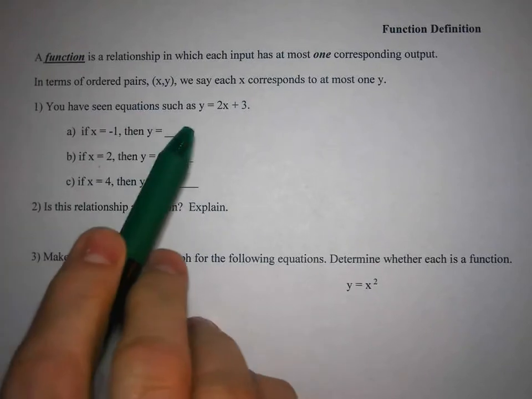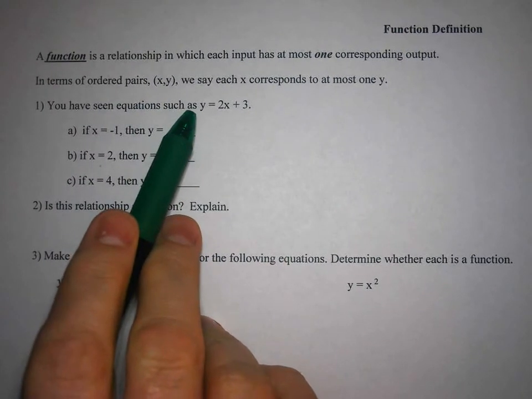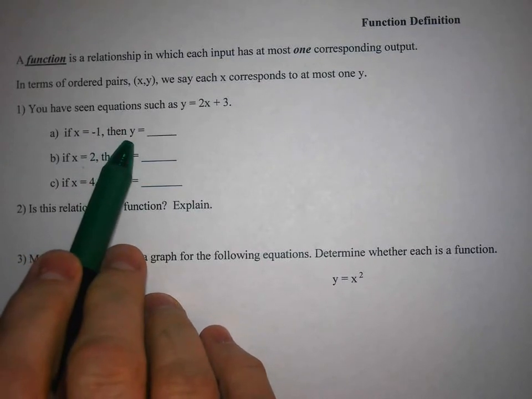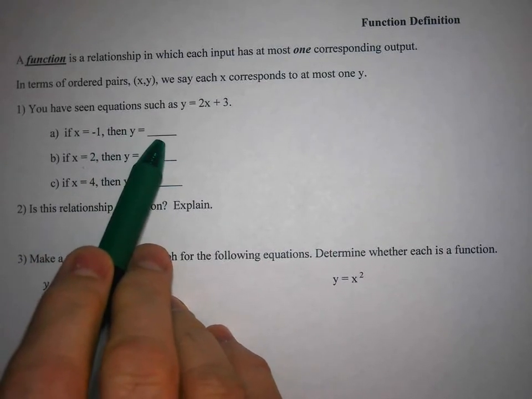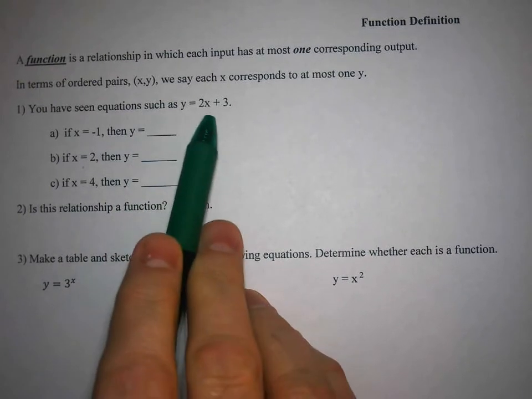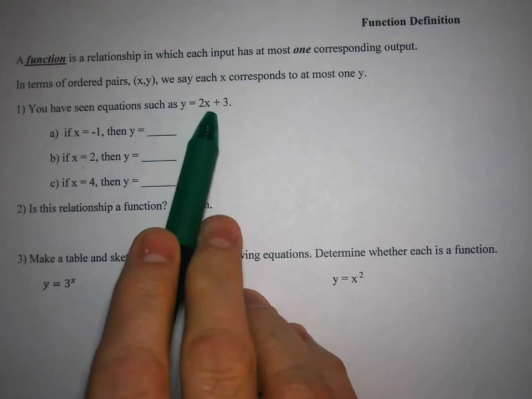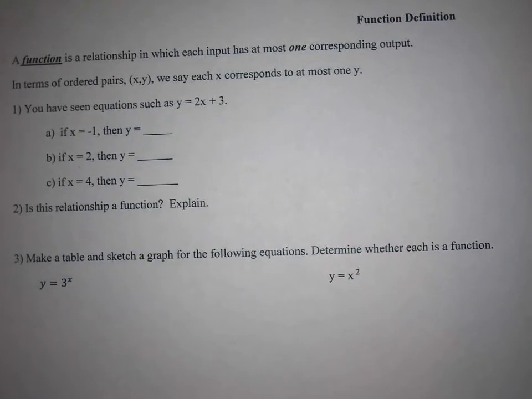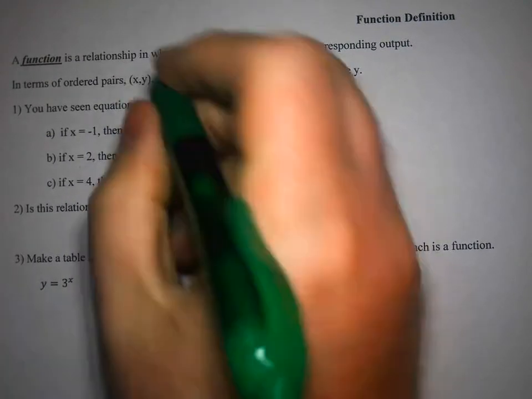We've all seen equations like y equals 2x plus 3. So if x equals negative 1, then y equals what? You substitute negative 1 into your equation. So 2 times negative 1 and then add 3 will give you positive 1 for an answer.